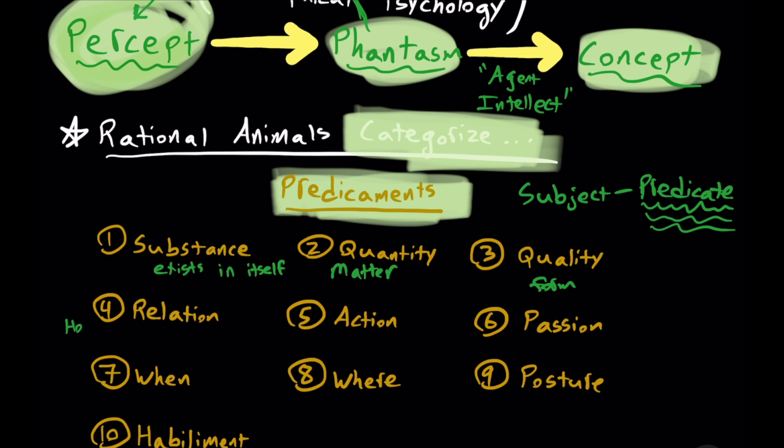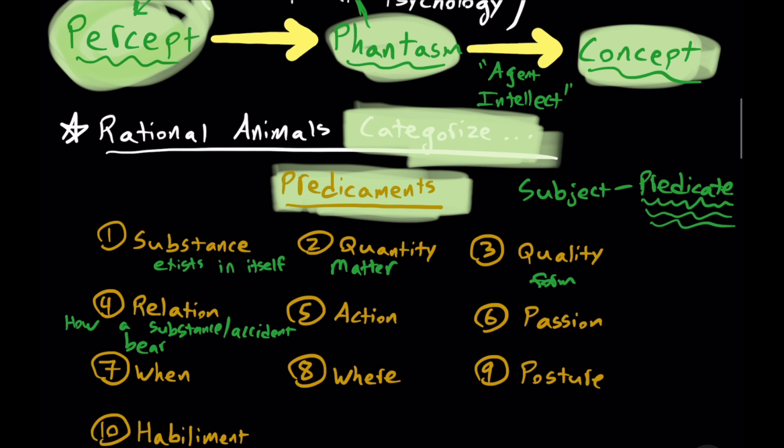Relation is how a substance or accident, which is a property of a substance, basically, bears to another. For example, Socrates is a mentor of Plato. Action is about a faculty or power. For example, Socrates is lecturing.